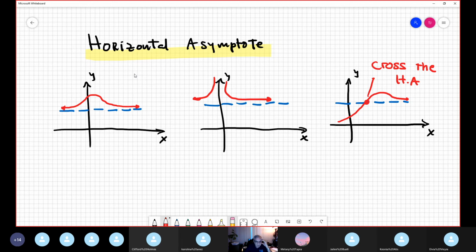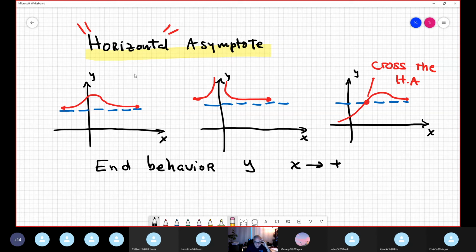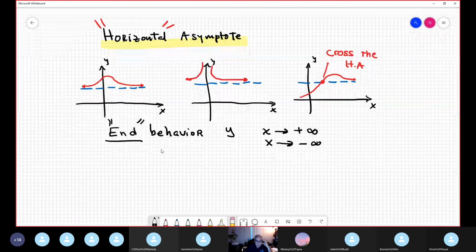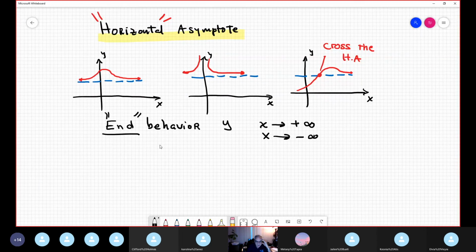Okay, so let me try to understand what horizontal asymptote means. Well, horizontal asymptote is equivalent to saying end behavior. An end behavior is a quantity, the Y value, when the X approaches infinity. That is the reason it's end behavior in the infinity or negative infinity. Infinity is not a number, infinity is a symbol that indicates to us a huge number positive or a huge number negative.